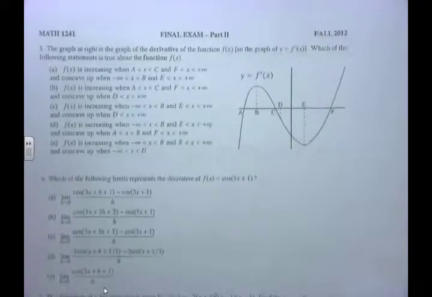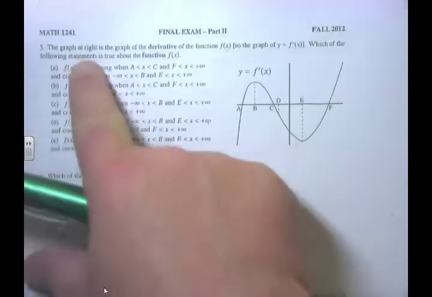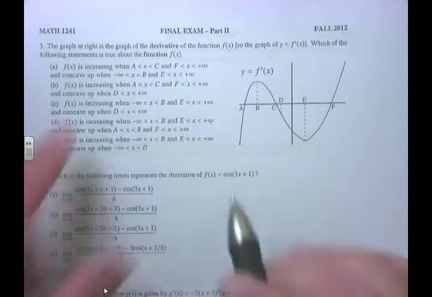Number 5, here's one that was very similar to what they put on the last test. But be careful. Pay attention to what graph they've given you. Given the graph at the right is the graph of the derivative of a function f of x, so that the graph of y equals f prime of x. So this is the graph of the derivative, f prime of x. Which of the following statements is true about the function? This kind of a question, you don't have a choice. You've got to go through each one of the answers and kind of figure out which one is working. Which one is true? So let's see what's true.